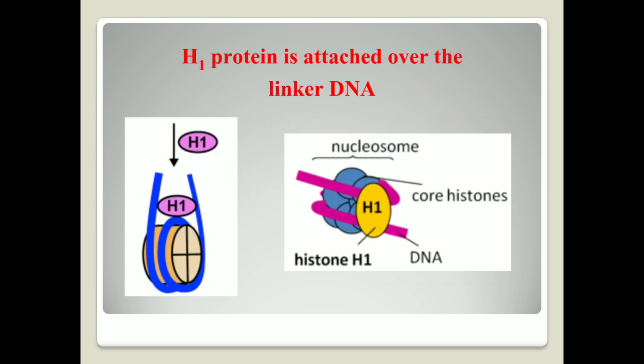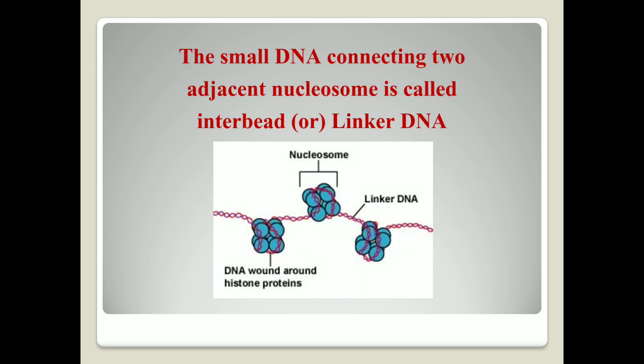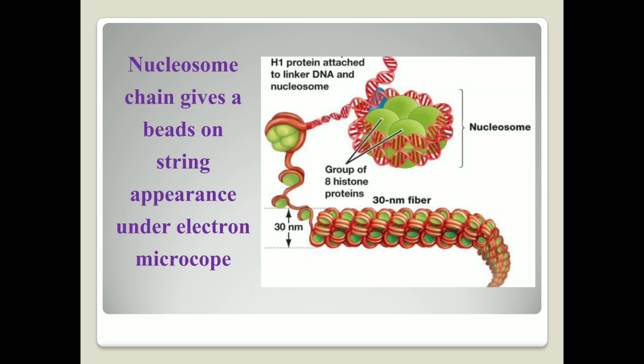The H1 protein is generally attached over the linker DNA outside of the nucleosome. These units, which appear like small beads, are called nucleosomes. A small DNA connects two adjacent nucleosomes. It is called interbead or linker DNA. The nucleosome chain gives many beads on a string, as it appears under the electron microscope.